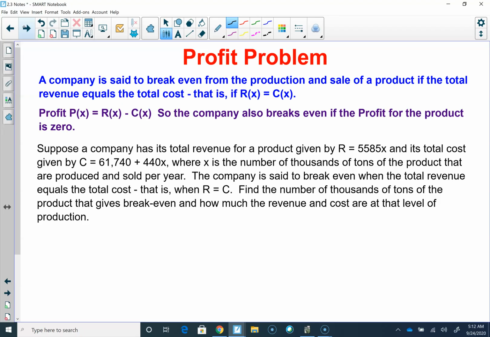Okay, so let's take a look at this profit problem. A company is said to break even from the production and sale of a product if the total revenue equals the total cost. That is, if the revenue equals the cost, this equation right here. That would be breaking even. What does that mean? Revenue means money in. So even though you might make $1 million in revenue, that doesn't mean you make $1 million, because you're going to have cost. So cost is money out.